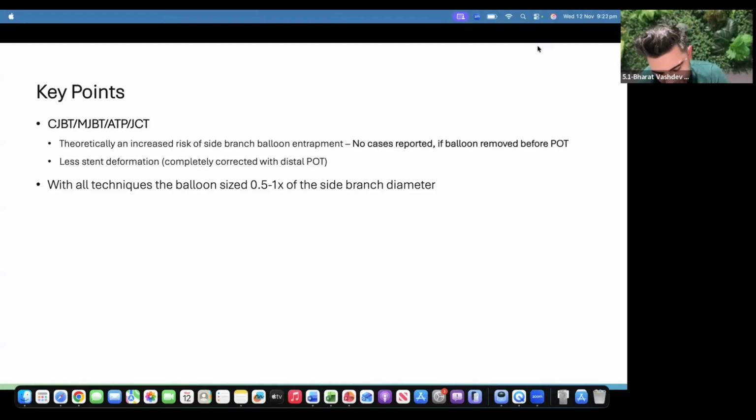Yeah, so I think that's where your imaging before is quite helpful. So you need to match your stent, of course, to the distal main vessel.